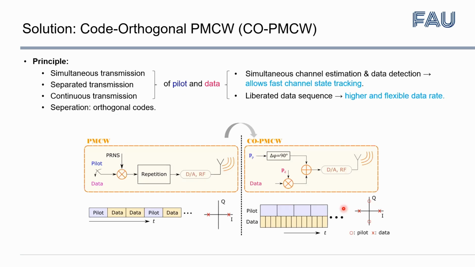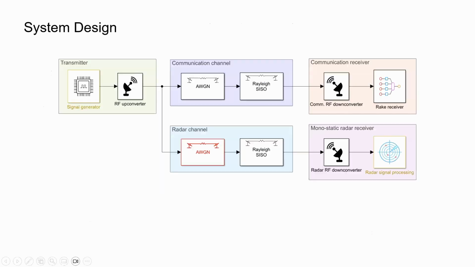The radar sensing system only uses the pilot sequence, thus freeing the data sequence from radar parameterization and allowing a higher data rate. Furthermore, the communication receiver can track the channel state information using the continuously transmitted pilot, thereby improving performance in fast-fading channels. The model system is shown in this diagram.